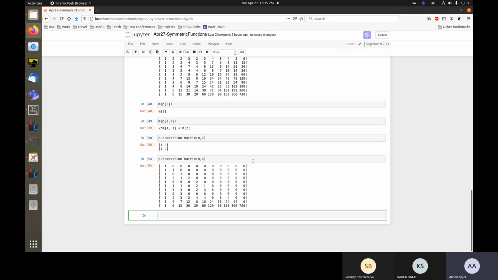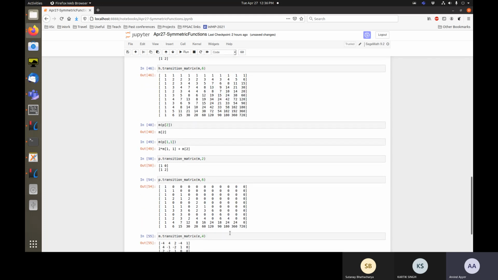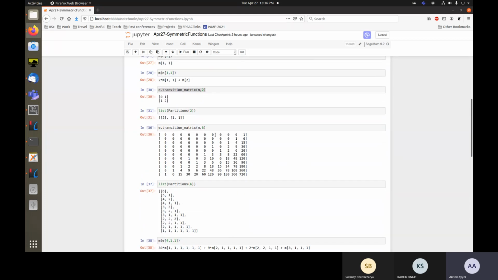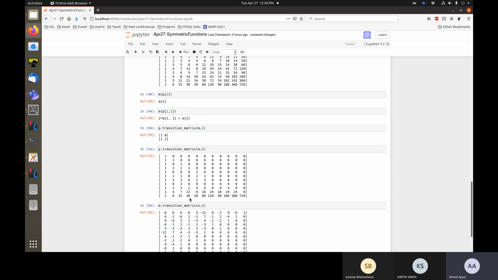Let me write m in terms of first the elementary symmetric functions. Let me go a little higher. So now here you see we have essentially taken the inverse of a matrix like this, and here you find integers. Okay, not necessarily positive. I can go higher. Let me go to 6 to show you.